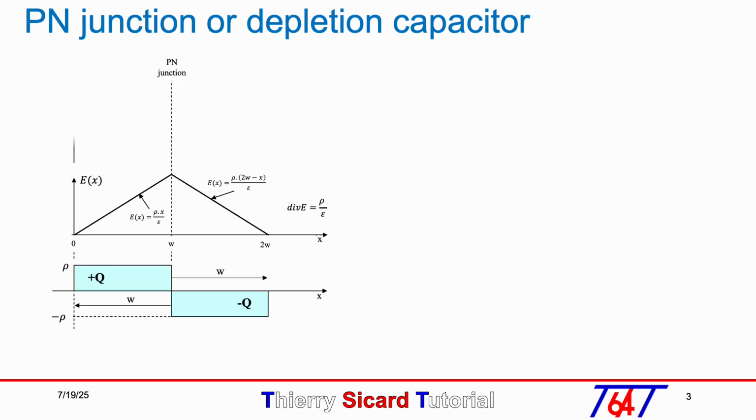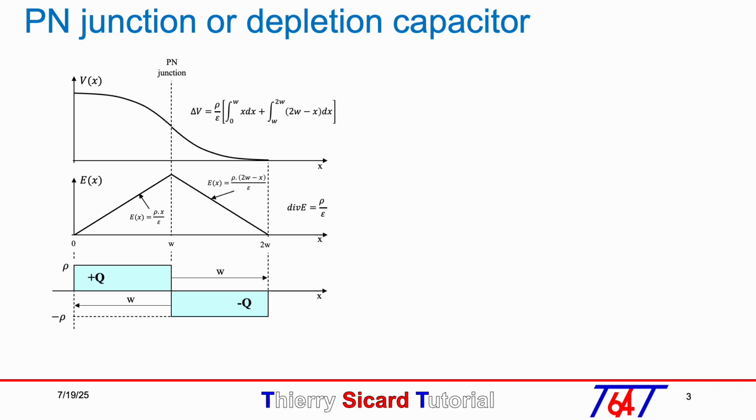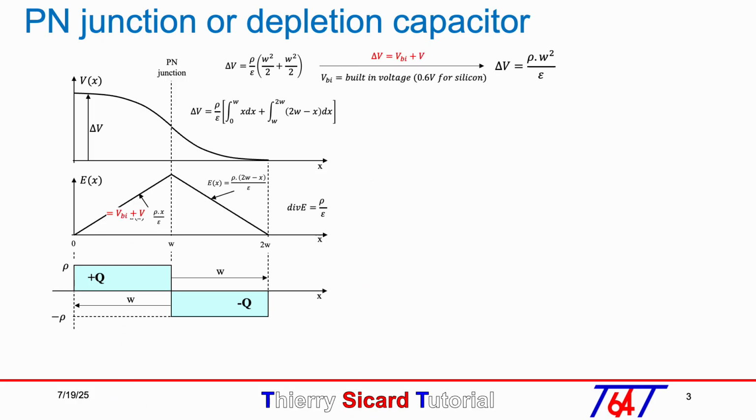By integrating the electric field, we obtain the internal built-in voltage VBI generated by the PN junction. Delta V is equal to ρ multiplied by W squared divided by epsilon. Note that delta V is the internal built-in voltage VBI plus the external voltage applied to the diode.